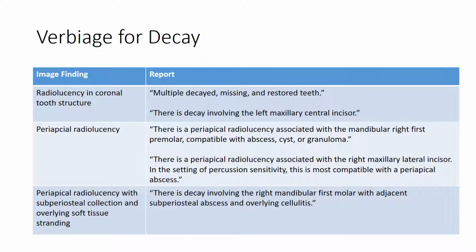Finally, if you see a periapical radiolucency with a subperiosteal collection and overlying soft tissue stranding, that's an abscess, and you should call it as such. So an example would be: there is decay involving the right mandibular first molar with adjacent subperiosteal abscess and overlying cellulitis.